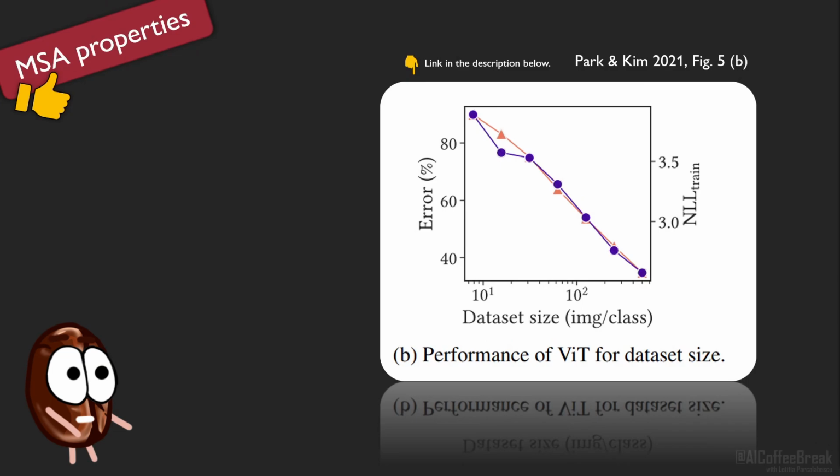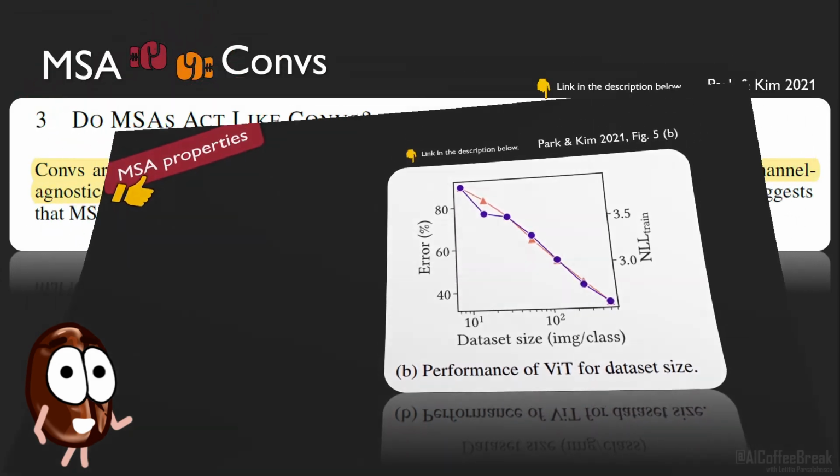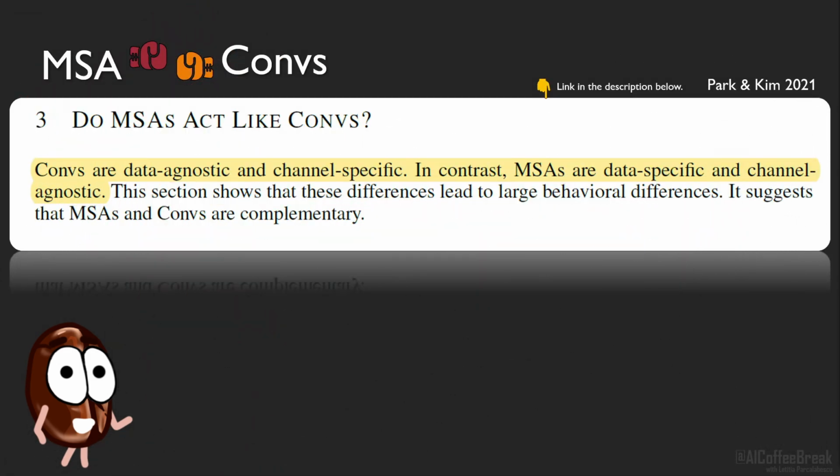Given that in small data regimes the loss landscape is non-convex, it is again interesting to see that ViT does not overfit when training on small data sets. Local minima. So now, what is the difference between MSA and convolutions?